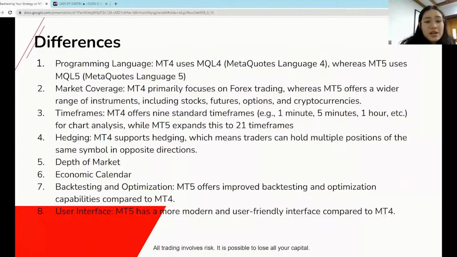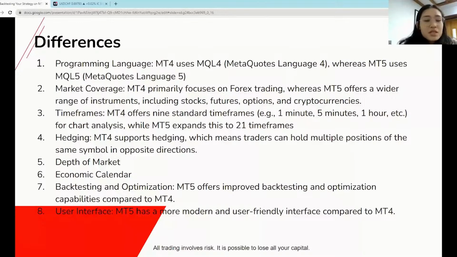Okay, next we have timeframes. We mentioned this earlier as well, but MT4 only offers 9 standard timeframes, which could be enough for you depending on your trading strategy. But if you prefer looking at a wider number of timeframes, then you could look at MT5 since it expands this to 21 timeframes, providing more flexibility and granularity for traders.